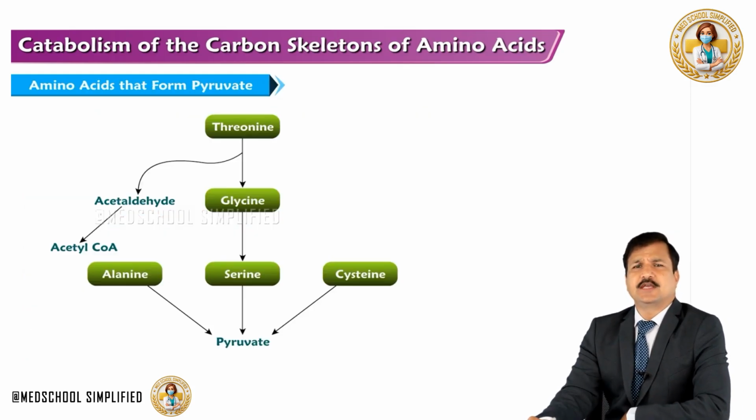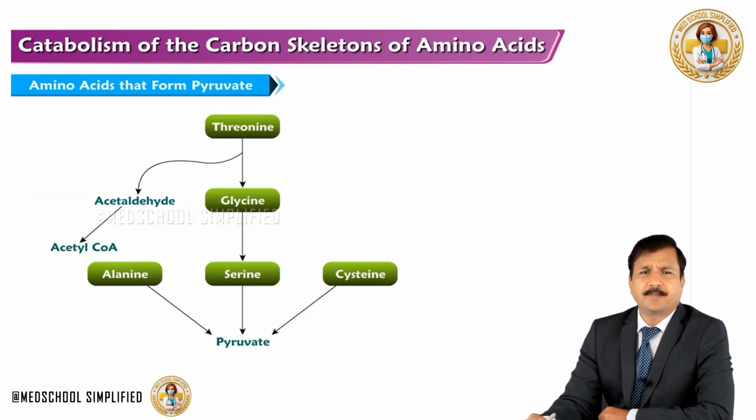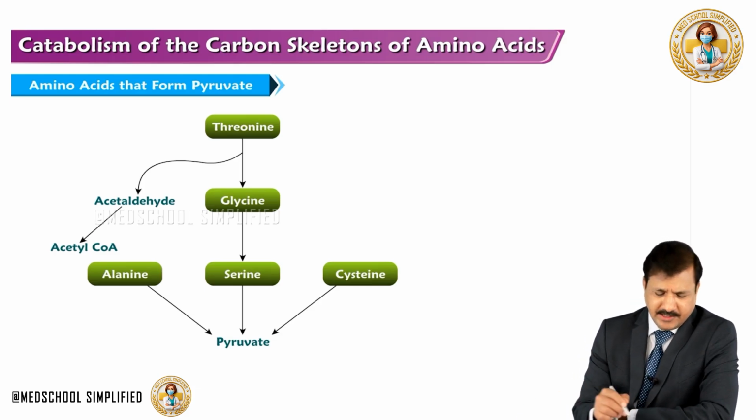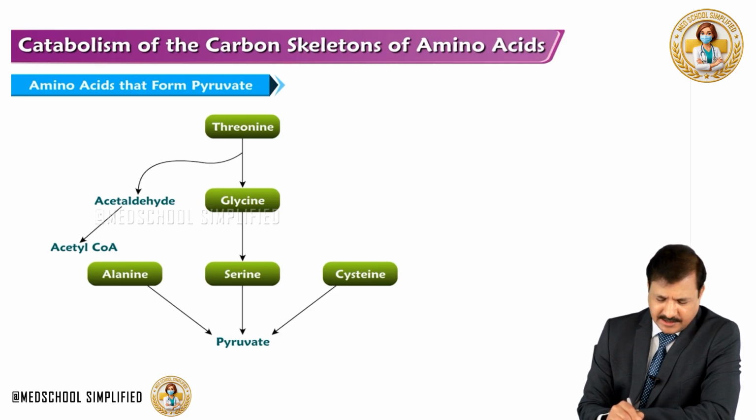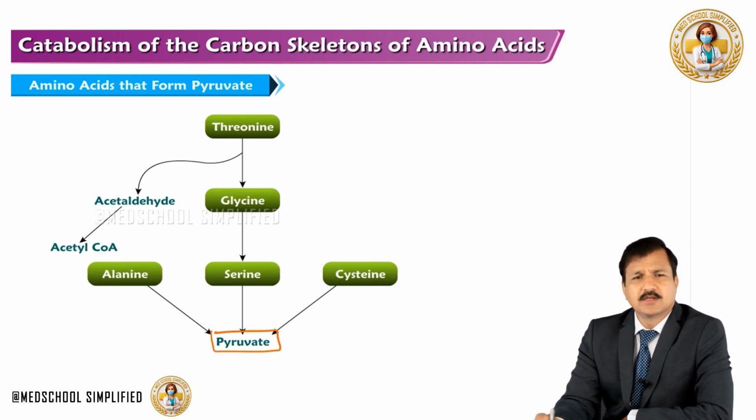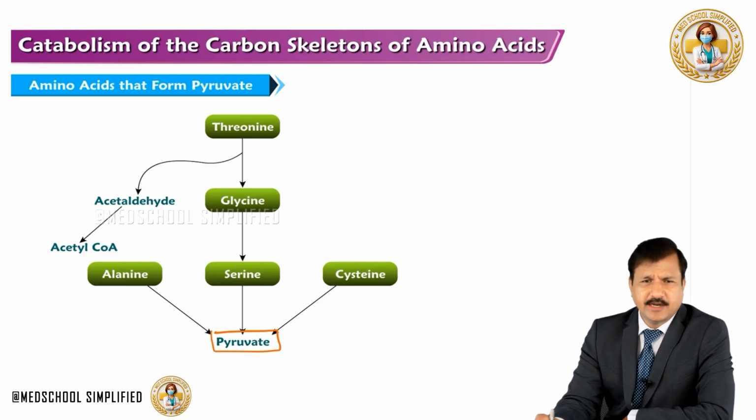Now let's move on to see the amino acids that form pyruvate. The amino acids that form pyruvate are given in this particular slide, very simplified, easy to remember. Of course, they will go through intermediates, but at the end, we need to know all the amino acids that form pyruvate, and pyruvate going into glucose formation.